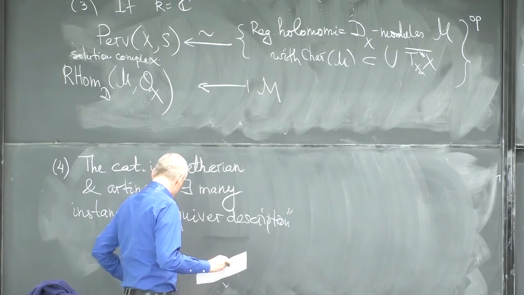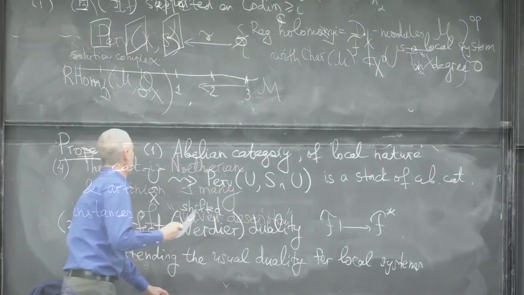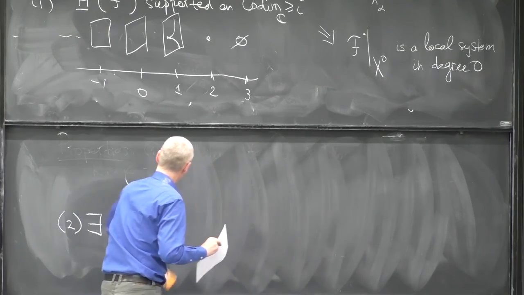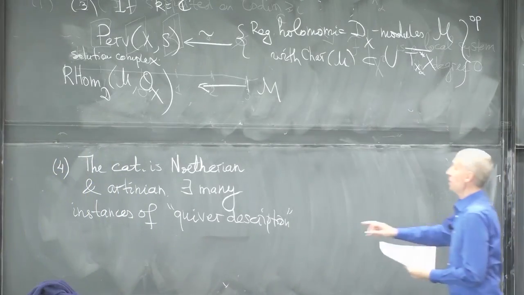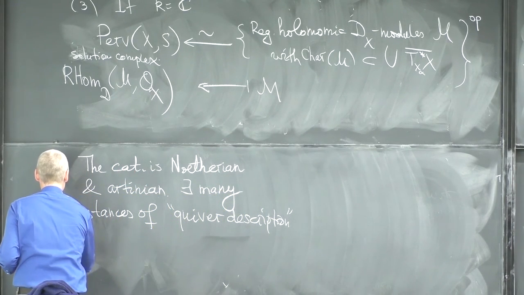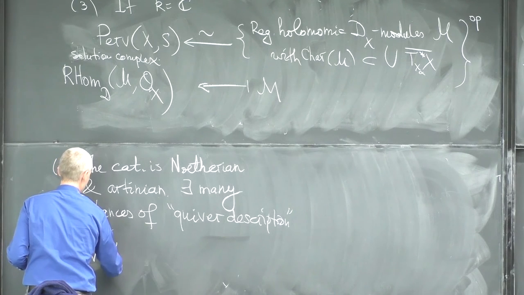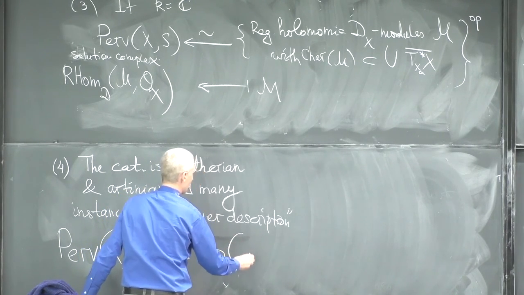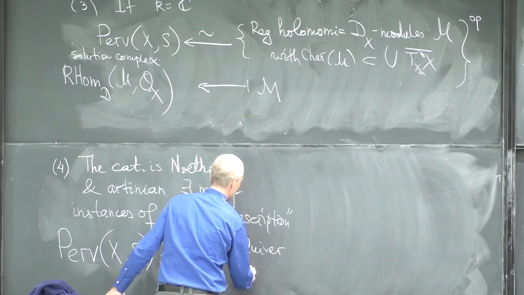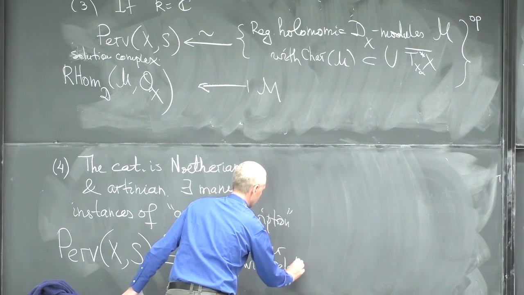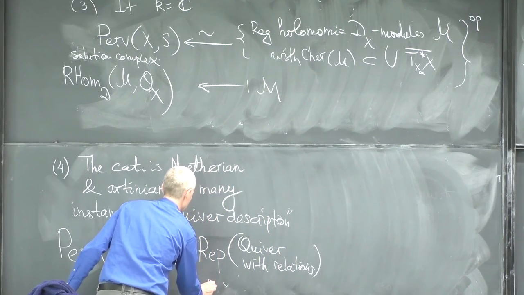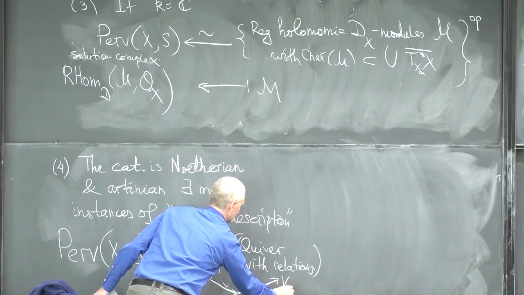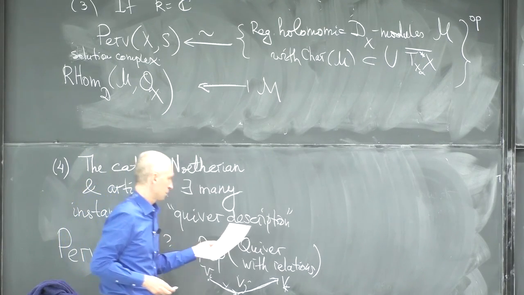Yes, let me consider the most classical example of such a quiver description. So what does it mean? It means that we want to identify the category of Perv_S with the category of representations of some quiver with relations, which means the category of certain diagrams of vector spaces like this, plus some relations in this path.